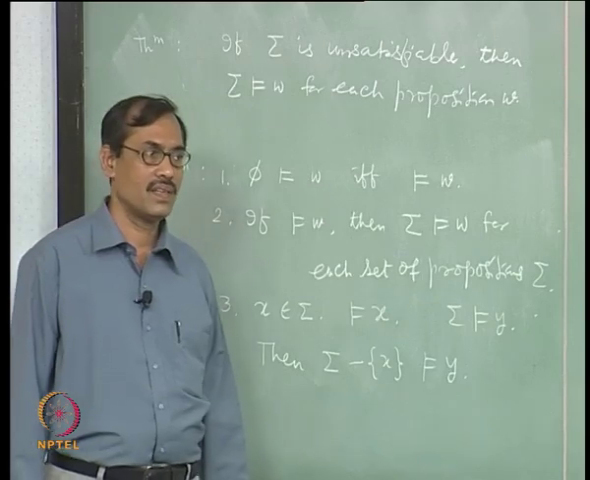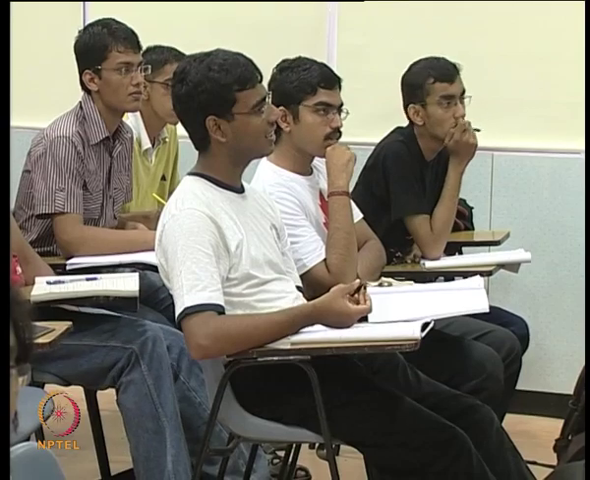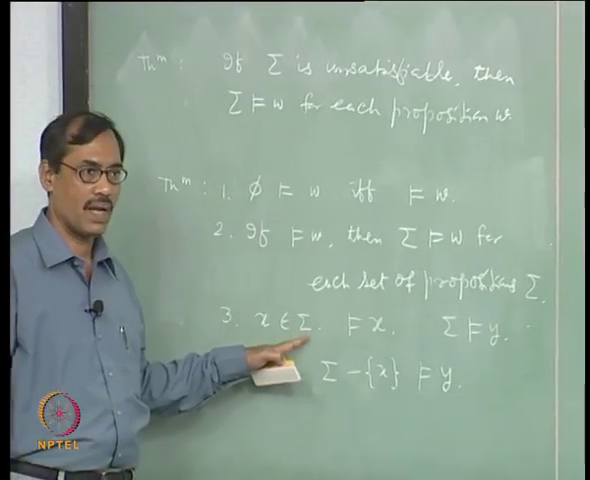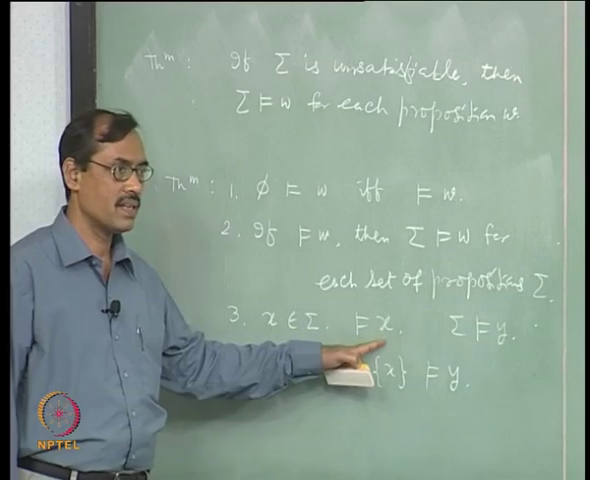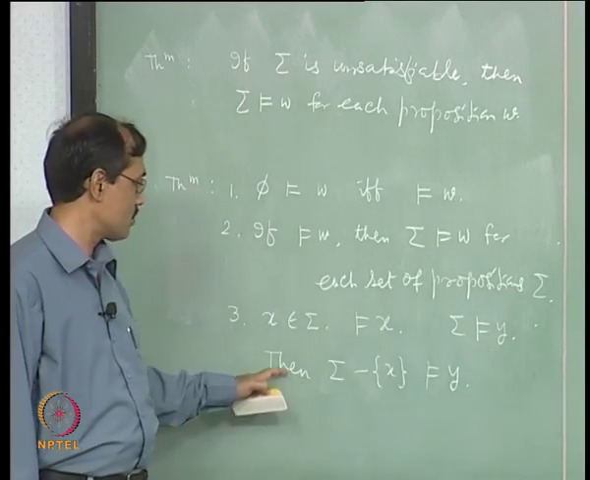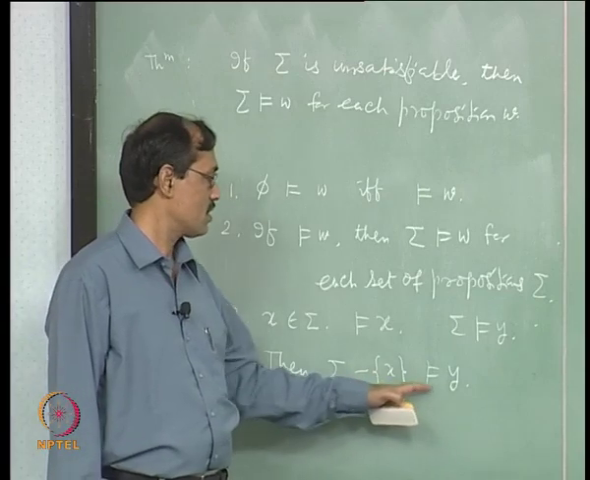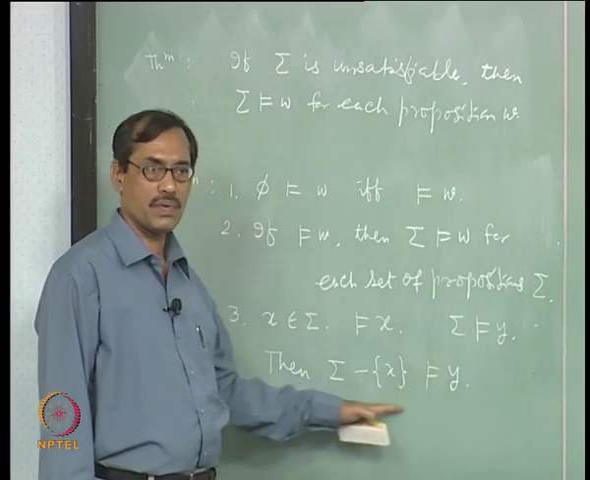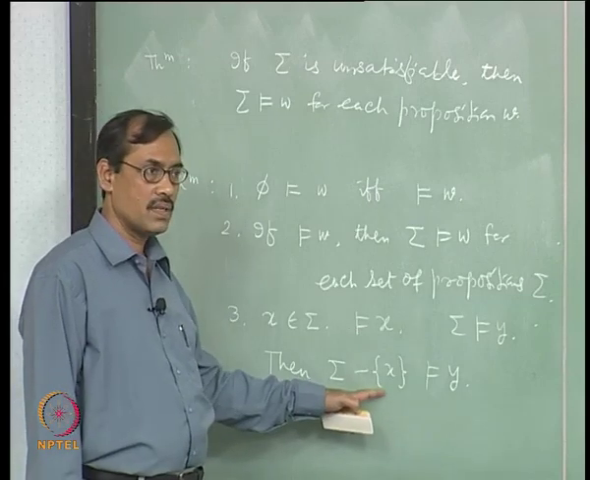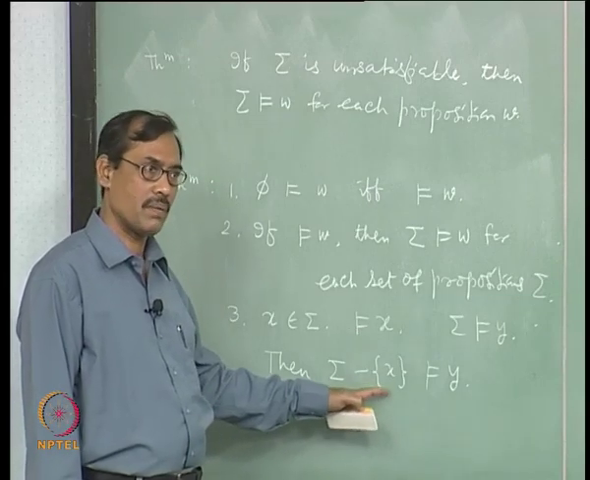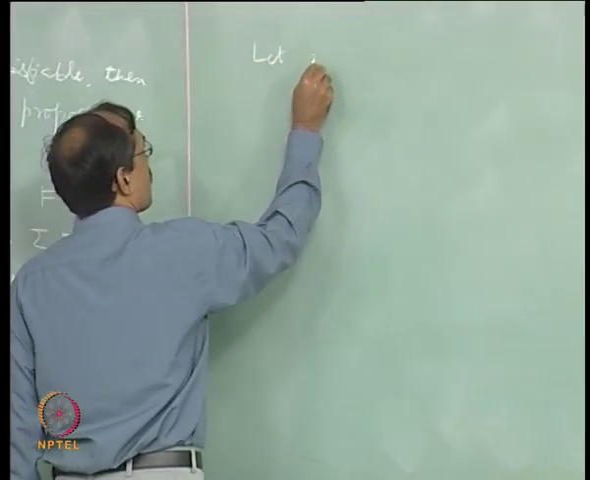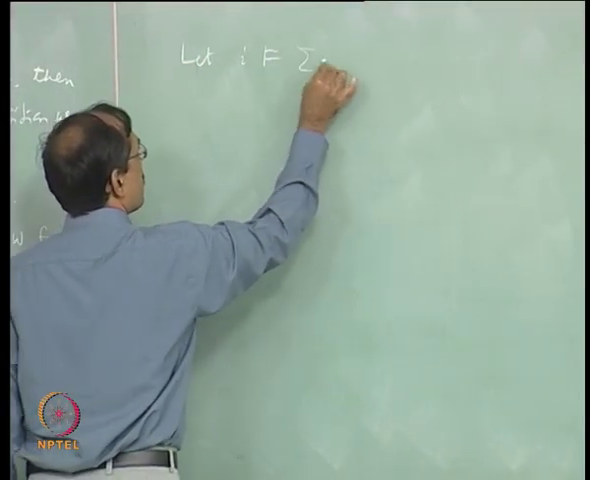Can you see how this happens? Okay, let us see what is to be done. We are given that x is a member of sigma, x is valid and sigma entails y. Anywhere we can use them. Now, suppose you want to prove this, sigma minus x entails y. Then how to prove this? You have to start with an interpretation which is a model of sigma minus x. So, suppose you start with that, let I satisfy sigma minus x.